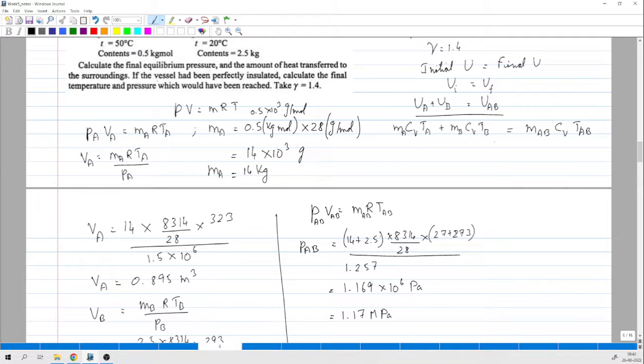So for that we can calculate the initial internal energy. So we need the CV to calculate the internal energy. CV is given by R by gamma minus 1. For nitrogen, we can take 1.4 as gamma. So this is 8314 by 28 divided by gamma minus 1, which is 0.4. This is 742.3 joule per kg Kelvin.